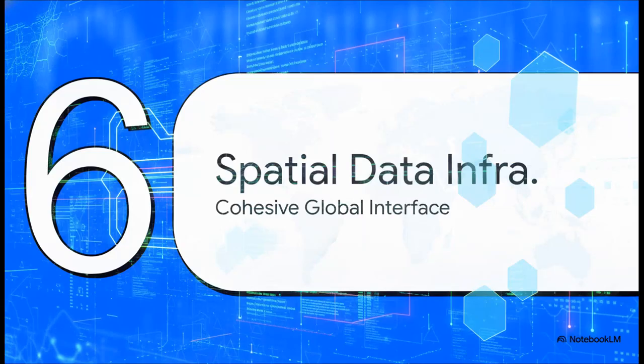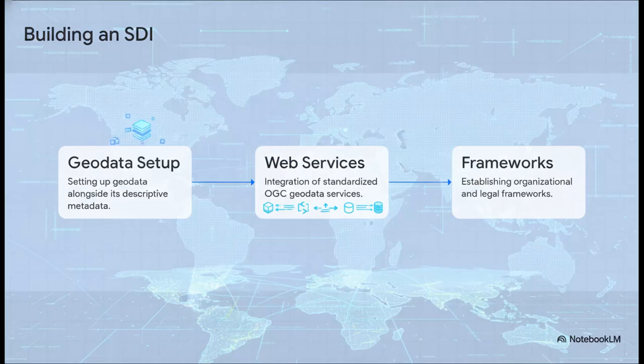And finally, Part 6, Spatial Data Infrastructures. How do we weave all of this into one cohesive system? The answer to this grand coordination challenge is spatial data infrastructures, or SDIs. An SDI isn't just a technical achievement, it's a structural one. Step 1 involves setting up the geodata alongside its descriptive metadata. Step 2 integrates those standardized OGC geodata services, the WMS, WFS, and WCS we discussed earlier.